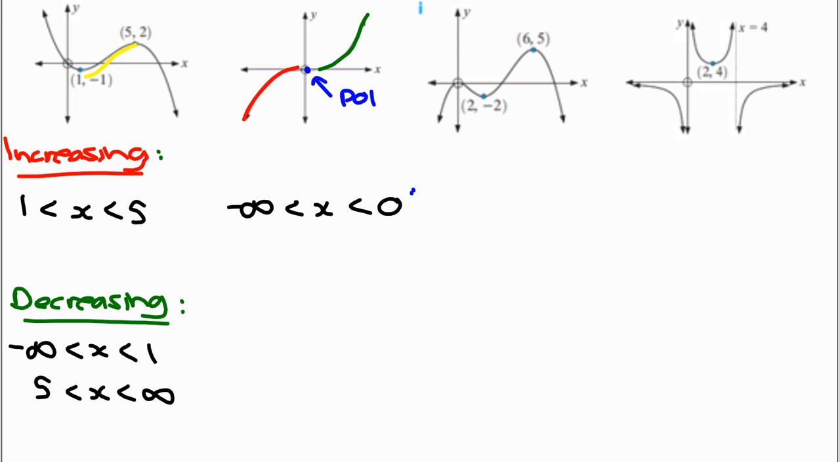Yeah, exactly. It is just as simple as that. 0 up to positive infinity. That's negative infinity. There's no decreasing point. But rather than just say from negative infinity to positive infinity, the point of inflection has to stop us from doing that, because it's increasing, then it's flat for a second, and then it's increasing again.